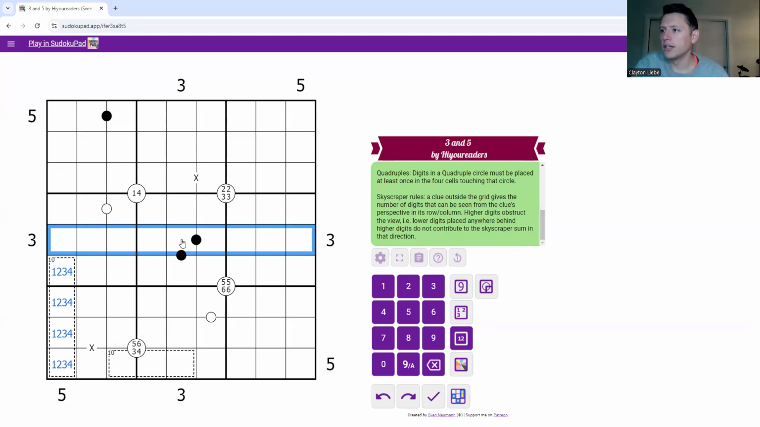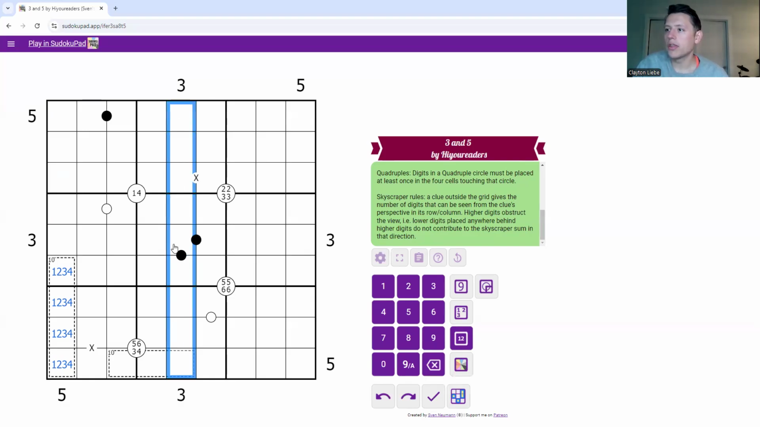likely the place to start is this center intersection here, because if we look at the puzzle here, we have a skyscraper that looks out this way, a skyscraper that looks this way, a skyscraper that looks down, and a skyscraper that looks up. All of those clues are 3, and they all point to the middle here. So what that says is, well, what's the biggest digit this can be? Well, it's only a 2 or a 4, isn't it?